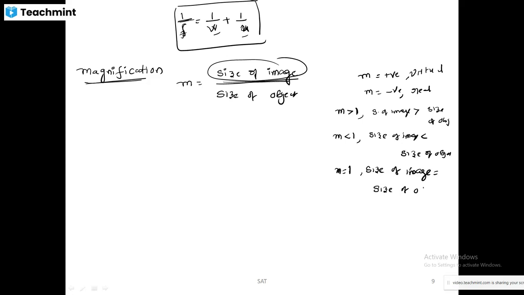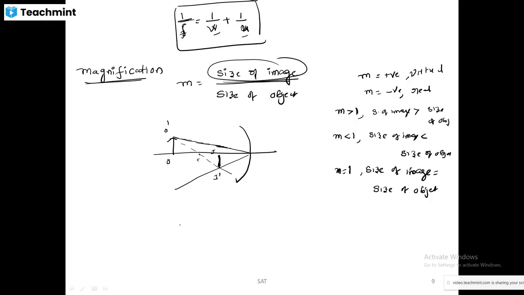Size of object. These are very, very important. From that, for example, I want to prove the relation in terms of object distance and image distance. I can take one object here and find its image. I take one ray incident at the pole, which is reflected back symmetrically, and another through the center of curvature. This is O and O dash, I and I dash.